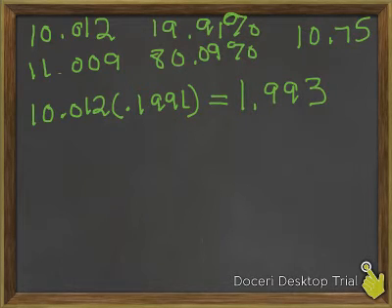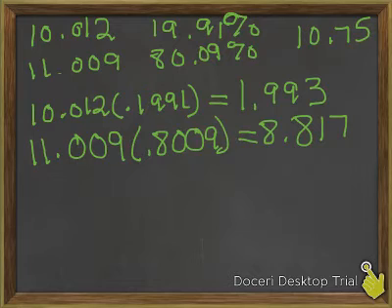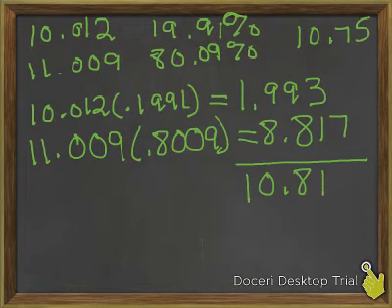I have to do the same thing for the other isotope, so I'm going to take 11.009 times 0.8009. And I get 8.8171081. I get to keep 4 again, so it's going to be 8.817. Now what do I do? I add them all together. So if I add this, I'm going to get 10.810.